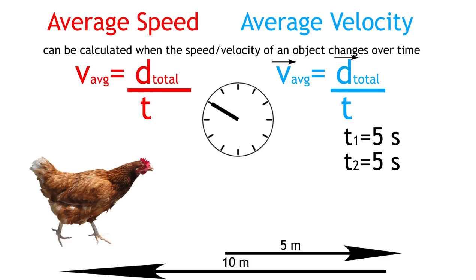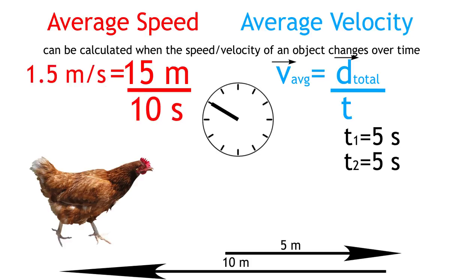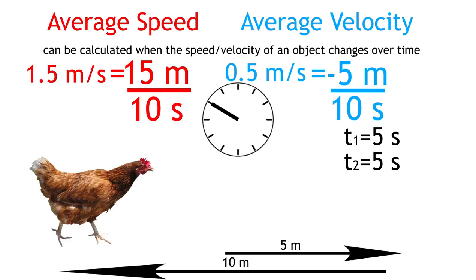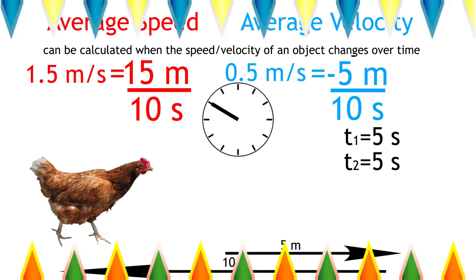Again, if you want to, I suggest pausing the video here to solve the problem. The average speed would be the total distance covered, 15 meters, divided by the total time elapsed, 10 seconds, so it would be 1.5 meters per second. The average velocity is determined by the total displacement, 5 meters backwards, or -5 meters, divided by the total time elapsed, 10 seconds, so it would be 0.5 meters backwards, or -0.5 meters per second. Essentially, this average velocity would be the exact same thing as moving backwards constantly at 0.5 meters per second.